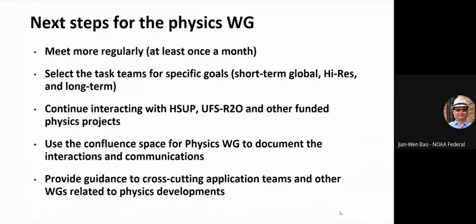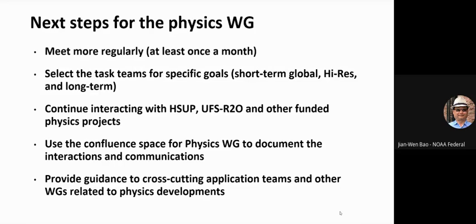So according to this plan, we're gonna have more meetings than what we used to have. This working group has been there for a long time, if you are all aware of this, since last summer, but we have not met as often as needed. Now we think that we need to meet more often, at least once a month. We also work together to select task teams with specific goals as the research and development task goals.